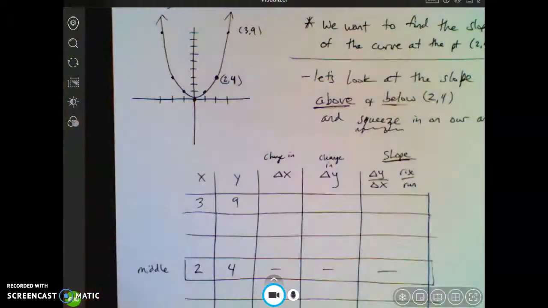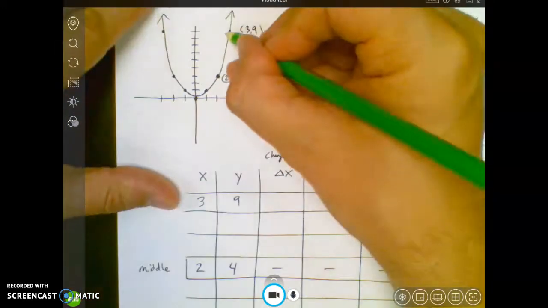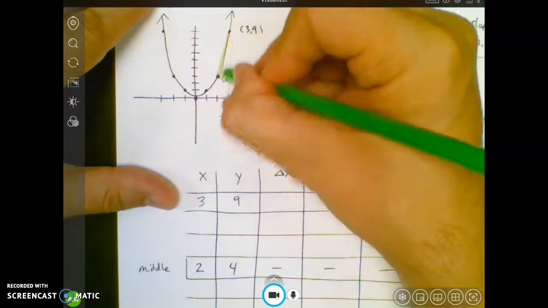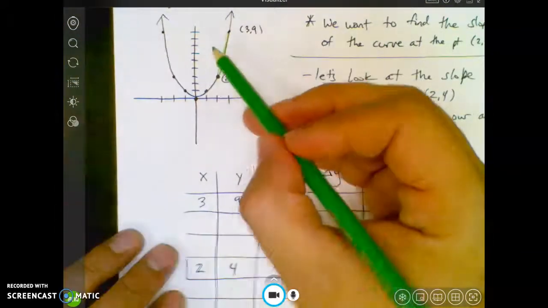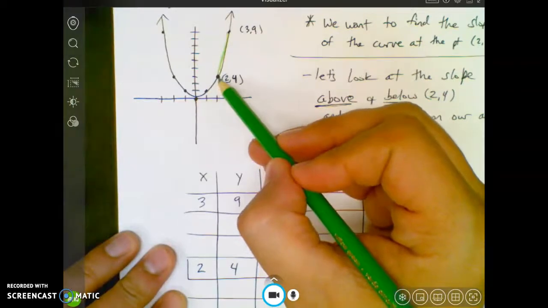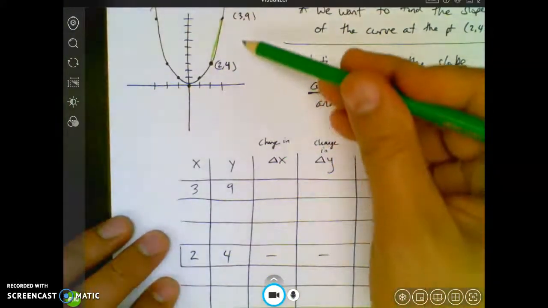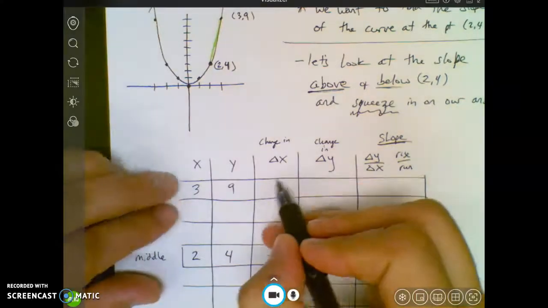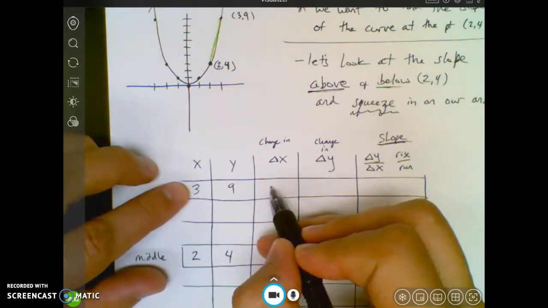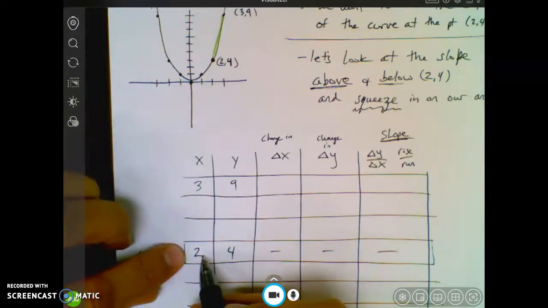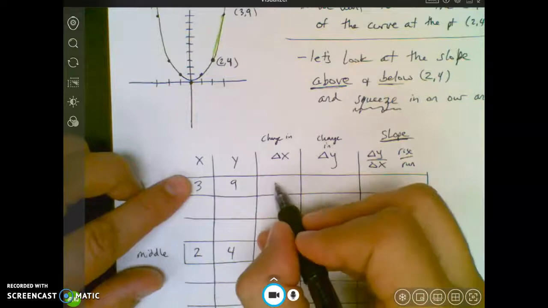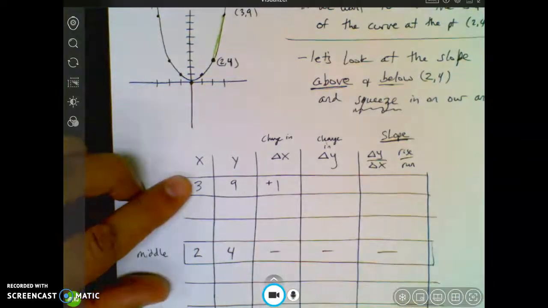But if I look at 3, 9, let me use a green colored pencil. I'm getting the average slope from here to here. Now this looks a little more steep than actually at that point. So my real answer should be less steep than this green line I showed. Well, what is my change in x from the original to the new one? It was a 2, now it's 3. My change in x went up 1. I'm going to put a plus 1.